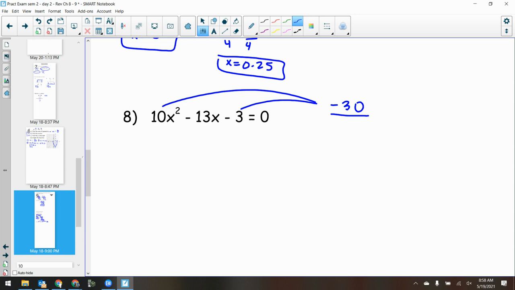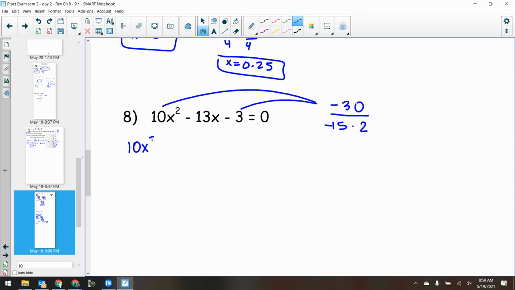Negative 15, positive 2. Please don't say 10 and 3. I want to get a negative 30, so therefore I need a negative 15, positive 2. 10 and 3 would get us a positive 30, because it would be 10 times 3 or negative 10 times negative 3. All right. So it's negative 15 times 2.